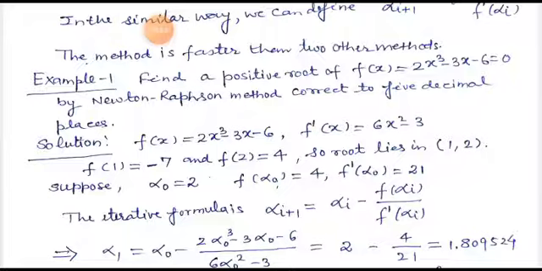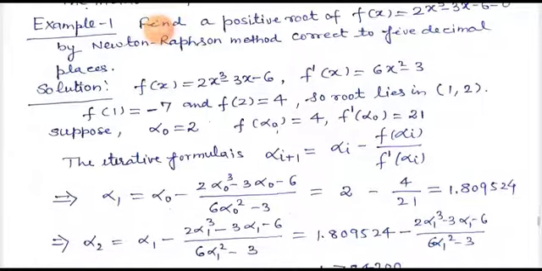Suppose alpha 0 is equal to 2. Then f(alpha 0) is equal to 4. f dash(alpha 0) is equal to 21. The iterative formula is given here. Alpha i plus 1 is equal to alpha i minus f(alpha i) upon f dash(alpha i).